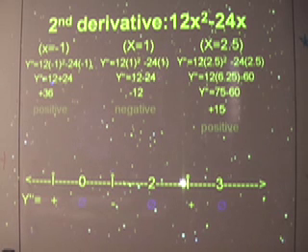And then x equals 2.5. You plug it into your y prime prime, 12 times 2.5 squared minus 24 times 2.5. Your y prime prime equals 12 times 6.25 minus 60. And 75 minus 60 is positive 15. And in the bottom, you can see y prime prime goes from positive to 0 to negative to 0 to positive to 0.